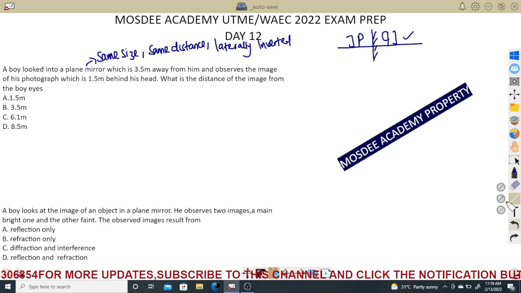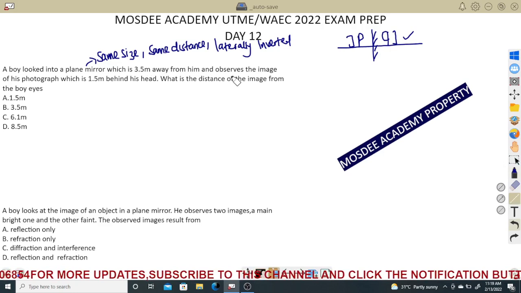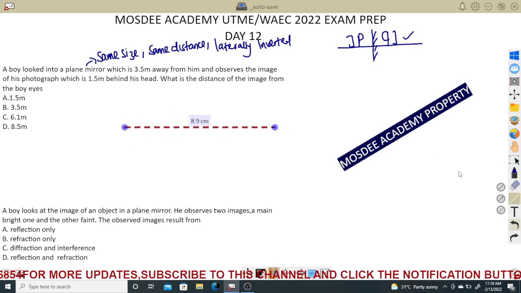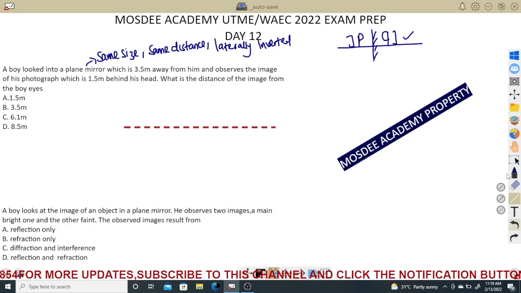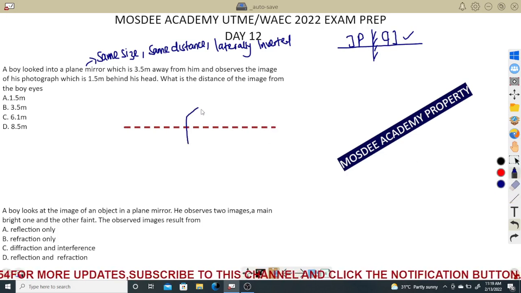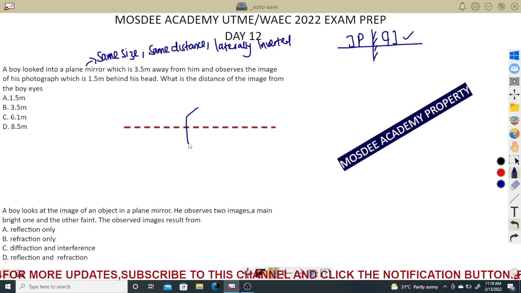So by and large, my dear students, let's quickly solve this. A boy looks into a plane mirror, which is 3 meters away from him. So let's draw a plane mirror like this. Just draw anything. It's not drawn to scale, I just want you guys to see.